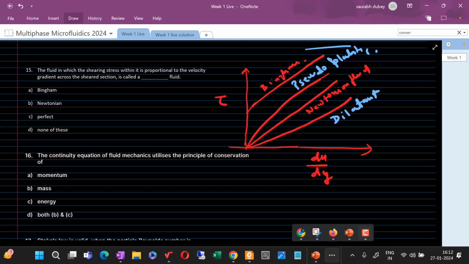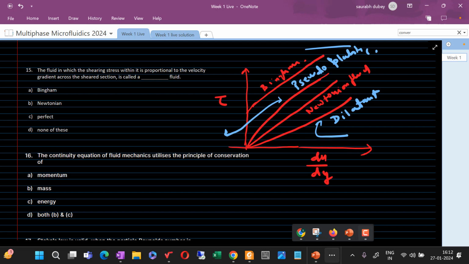So these are anyway non-linear. There was one question: non-linear with decreasing slope, non-linear with increasing slope. This one is non-linear with increasing slope. This one is non-linear with decreasing slope, and this is linear with the constant slope. And Bingham is also linear with the constant slope, but with a non-zero intercept.